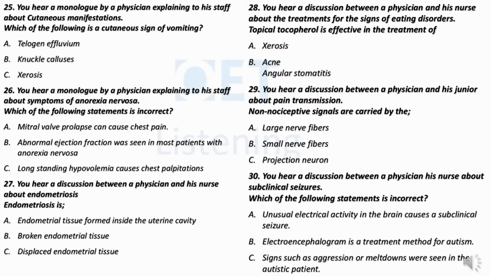The firing of the projection neuron signals pain to the brain. The inhibitory interneuron decreases the chances of the firing of the projection neuron.